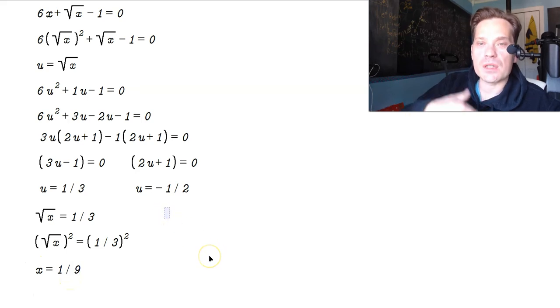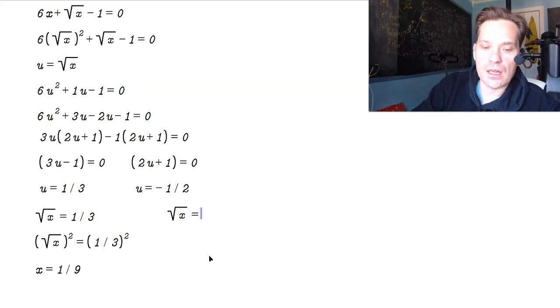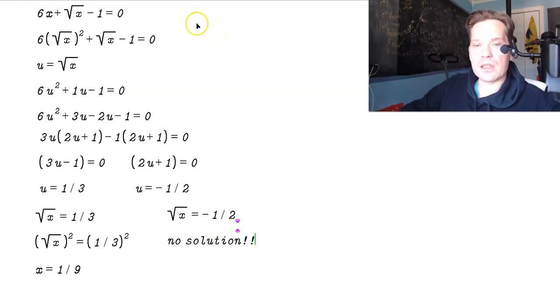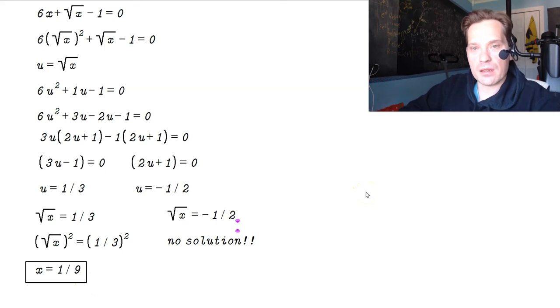For the other one where it says u equals negative 1/2, using the definition of u as the root of x, you have the root of x equals negative 1/2. This has no solution, which means the only solution then to the question is right here. x equals 1/9. Another nice example of solving a stealth quadratic equation.